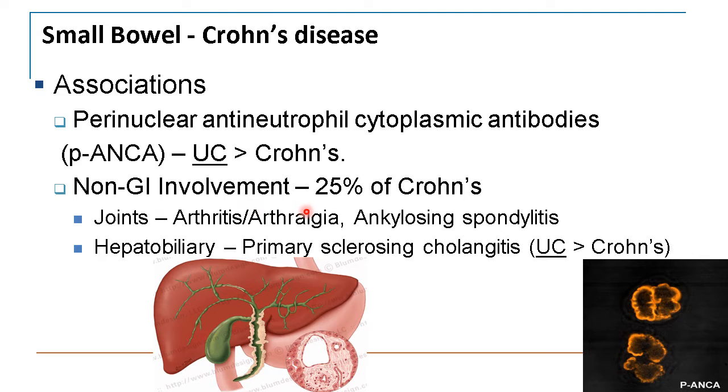Non-GI involvement occurs in 25% of Crohn's disease, and this can present in the joints as arthritis, inflammation of the joints, or arthralgia, pain in the joint, or ankylosing spondylitis. There are other extraintestinal manifestations. There is, in the liver, primary sclerosing cholangitis, as seen here, which is also common in ulcerative colitis rather than Crohn's disease.